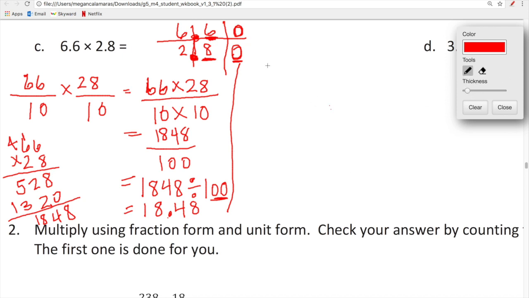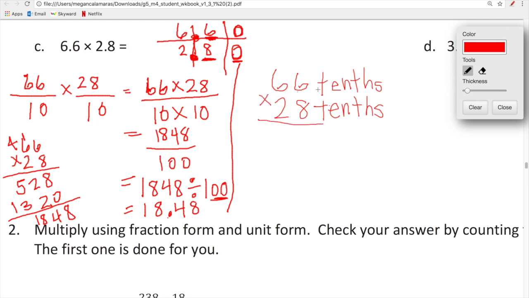Okay. So we have 66. This one's going to go a little bit faster because we've kind of already done some work. So 66, you guys, we've already talked about how that's 66 tenths. And then, I'm sorry, 6.6 is 66 tenths. 2.8 is 28 tenths. So now what we're going to do is multiply 66 tenths by 28 tenths.